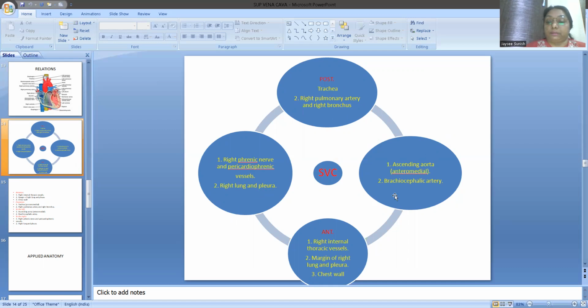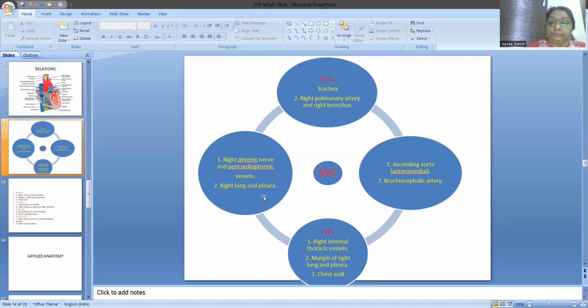And if we look at the left side, we will see the ascending aorta and brachiocephalic artery. On the anterior side, we will see the right internal thoracic vessels, the margin of the right lung and pleura, and the chest wall. The right lung and pleura are situated on the right side of the superior vena cava.